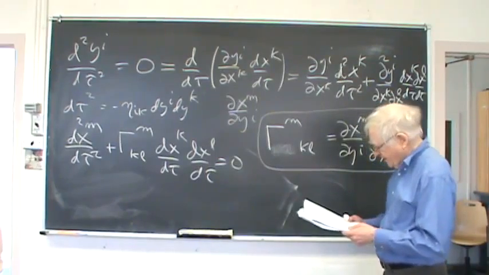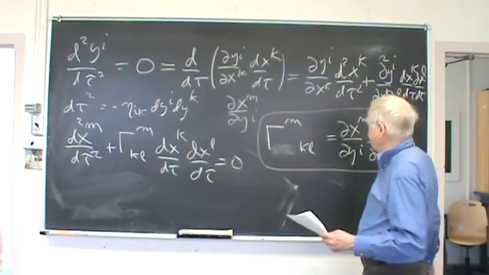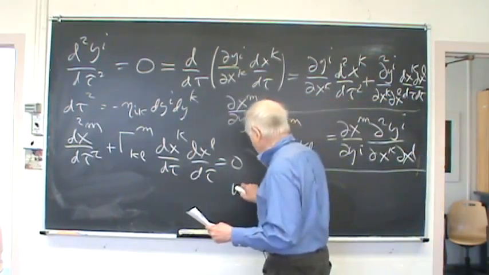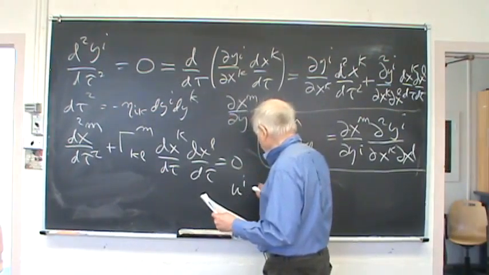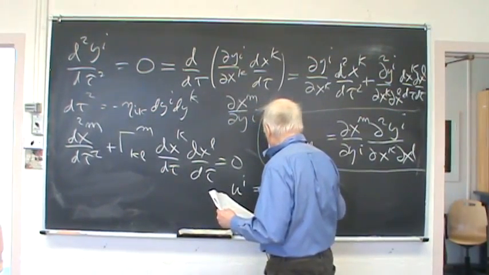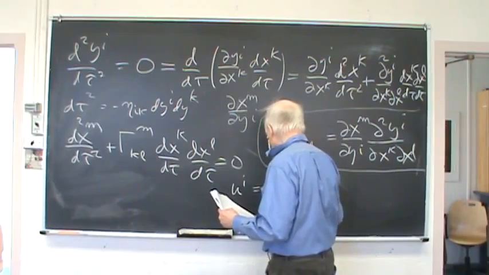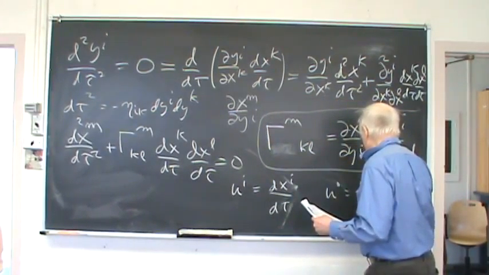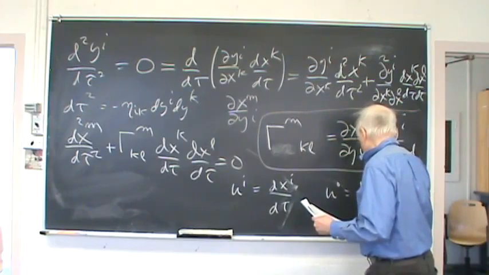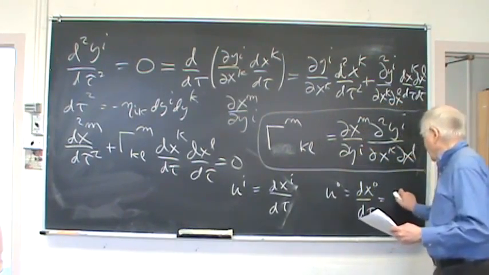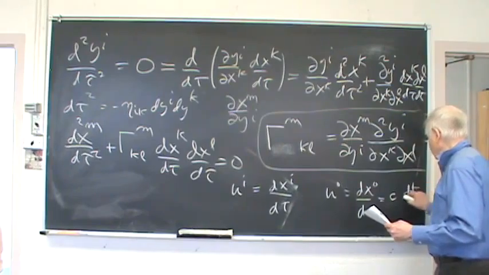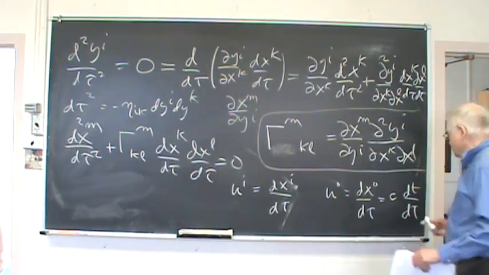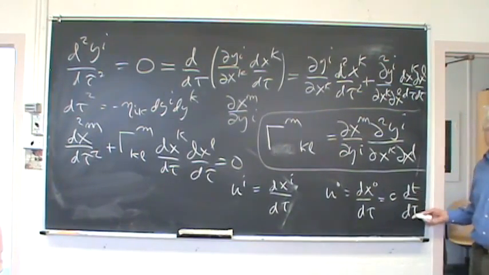Okay. So the first thing is that we have here ui is dxi d tau, but u0 is dx0 d tau, and that's c dt d tau. So this dt d tau is more or less 1.